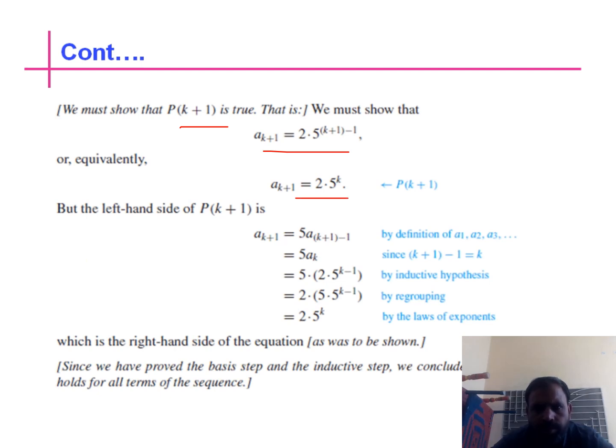The left hand side, ak plus 1, is equal to 5 times ak by the definition of the sequence. Substituting ak equals 2 times 5 raised to the power k minus 1, this becomes 2 times 5 raised to the power k, which is the right hand side. This was to be shown.